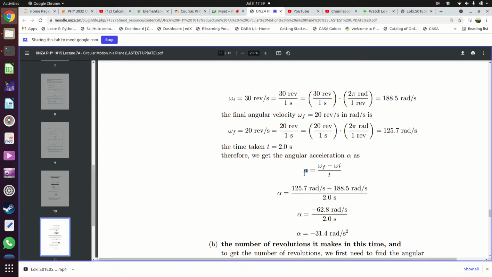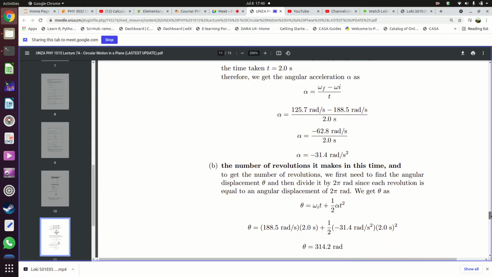So alpha is going to be equal to omega f minus omega i divided by t. So omega f is 125.7 radians per second minus 188.5 radians per second, divided by 2 seconds. When you work out the calculation on top, you have minus 62.8 radians per second, and at the bottom, 2 seconds. If you work this out, you're going to have alpha equals minus 31.4 radians per second squared. So you end up having a second squared there. So that is your angular acceleration, which has units of radians per second squared.